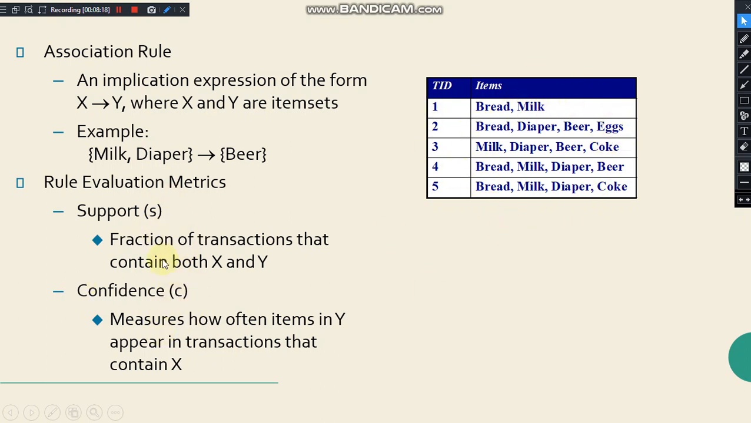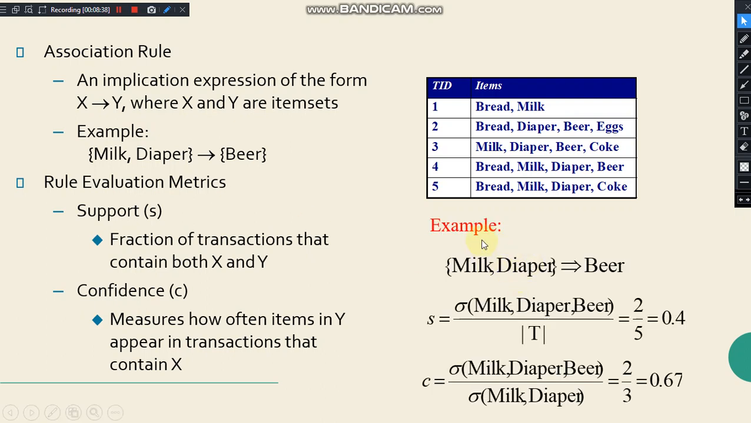So once you have given a minimum support threshold and a minimum confidence threshold, you can establish a strong association rule for any X implies Y. That will be termed as the frequent item set in my data set. For example, milk and diaper implies beer. When we say support, which is nothing but the fraction, milk and diaper, we know that out of 5 transactions, it was observed 2 times.